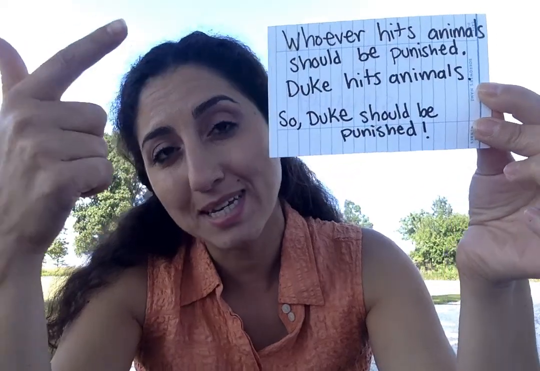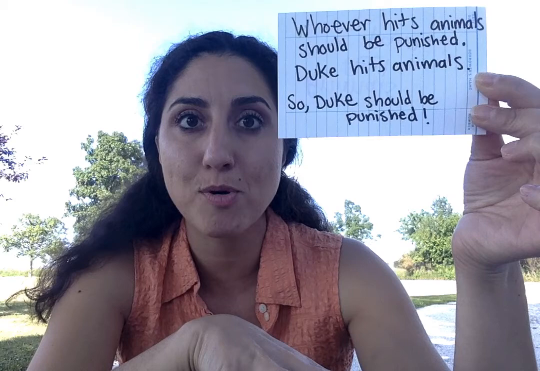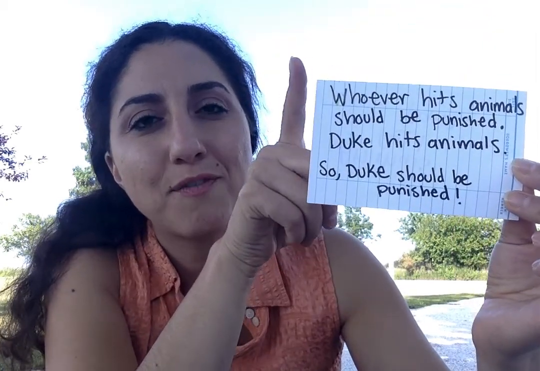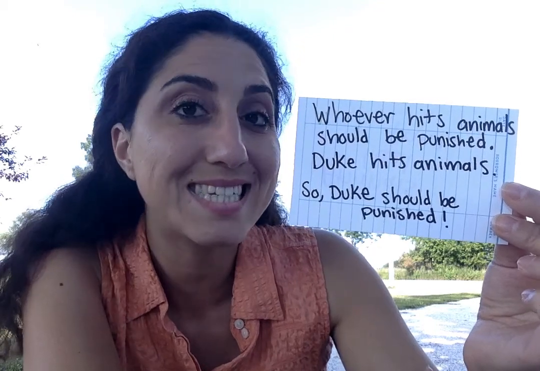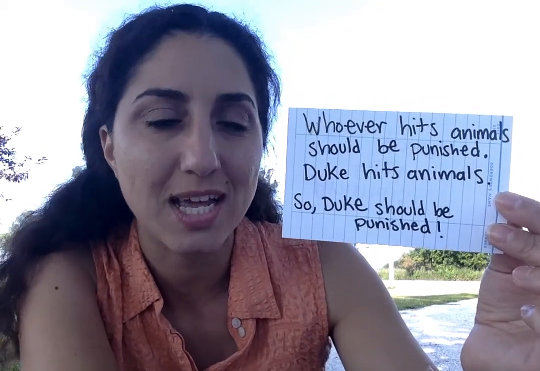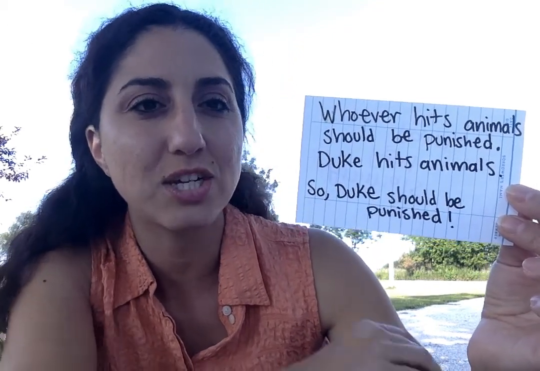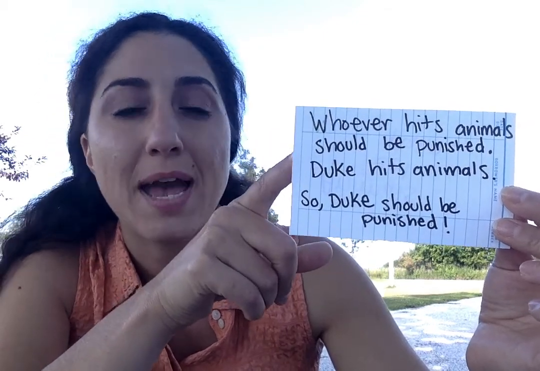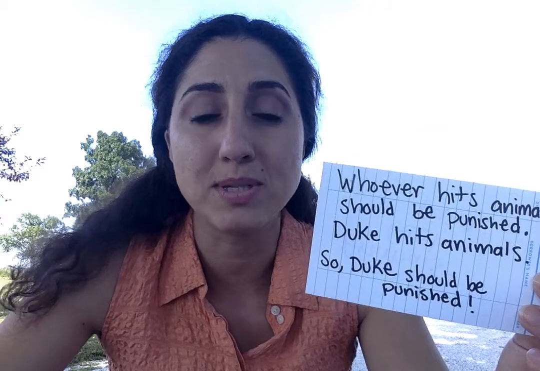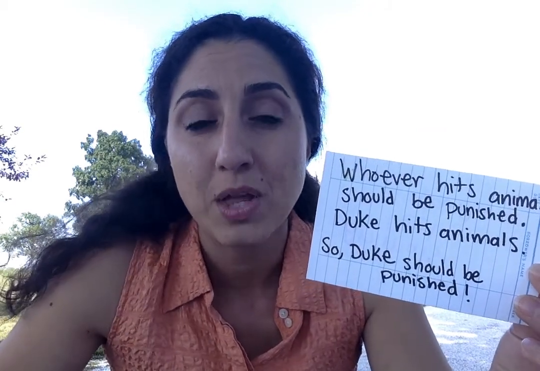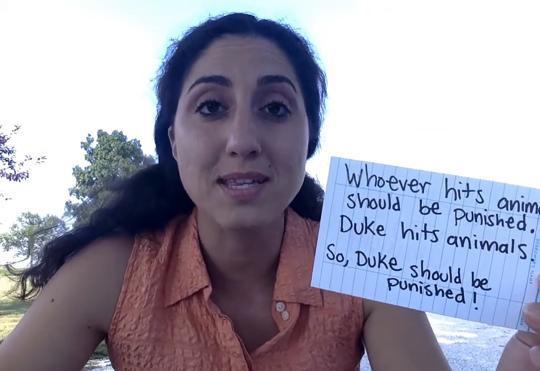This argument is similar to the previous. They're both modus ponens. Although you notice the first premise of this argument does not say the word "if." However, it is giving us a sufficient condition. It gives us a sufficient condition for being punished. And what's that condition? Hitting animals. You can hit animals and a ton of things might happen. You might do a bunch of different things and then be punished.